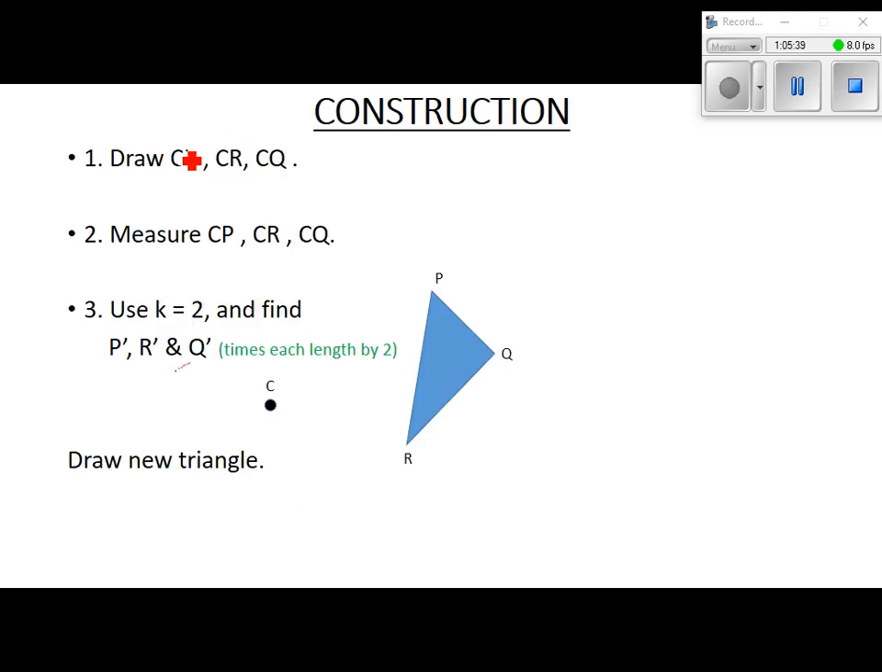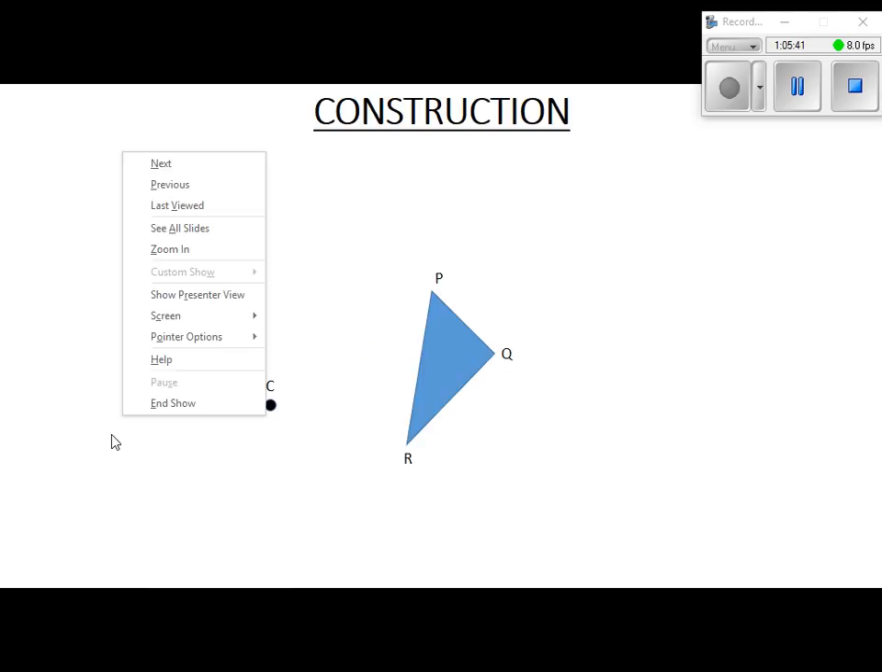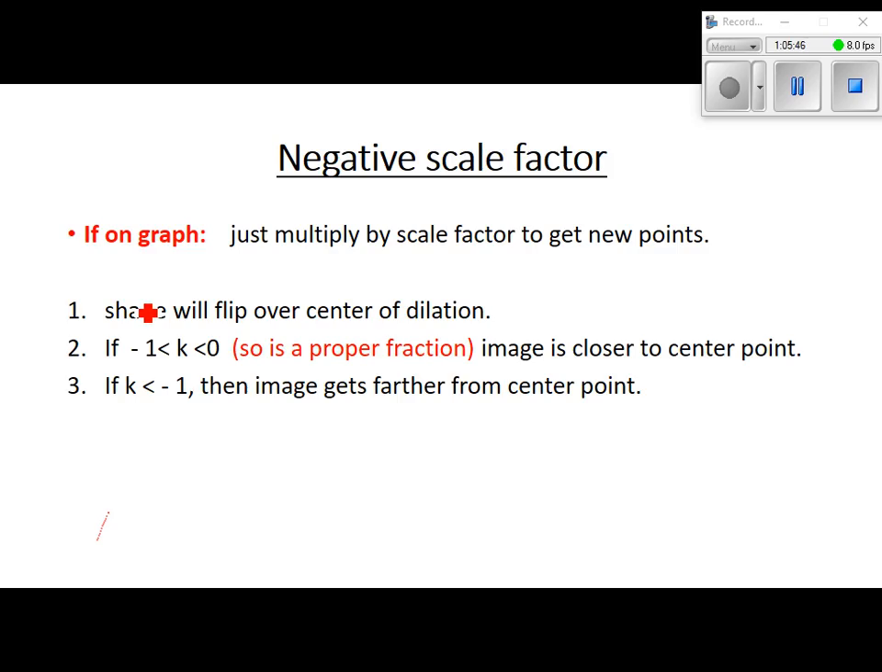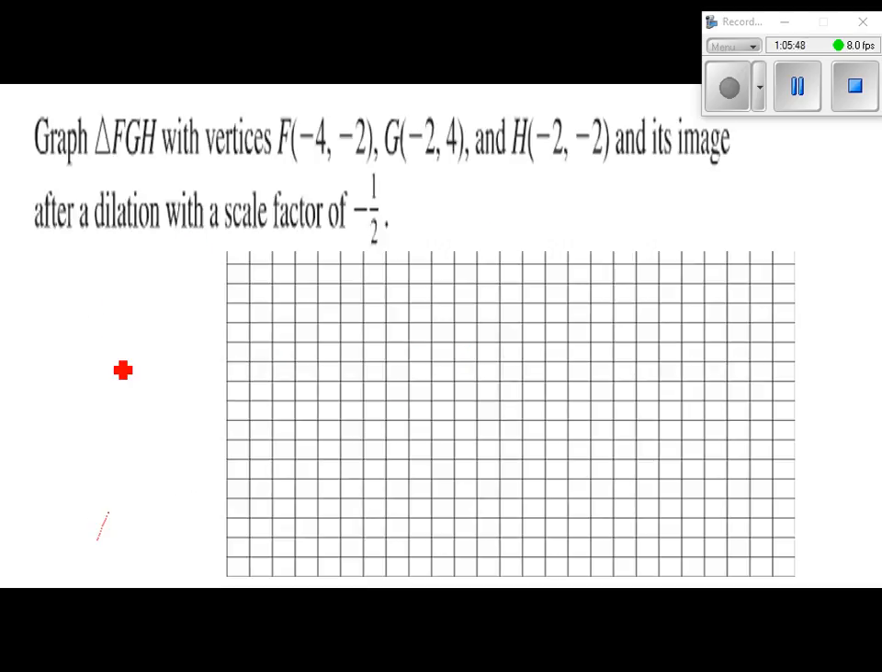We did the scale factor if it's negative. When you're negative on a graph, watch, because I'm going to do this very, very quickly. When you're negative on the graph, F prime, instead of worrying about, oh, it's got to flip over and do all that stuff, all you're going to do is take the negative 1/2 times each one of these. What's negative 1/2 times negative 4? Positive 2. What's a negative 1/2 times a negative 2?